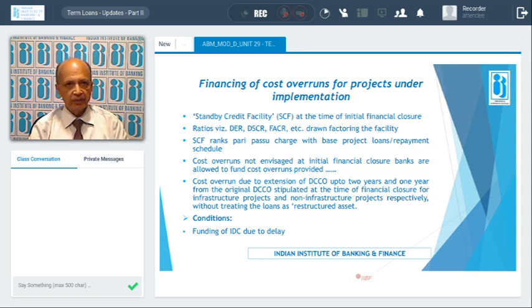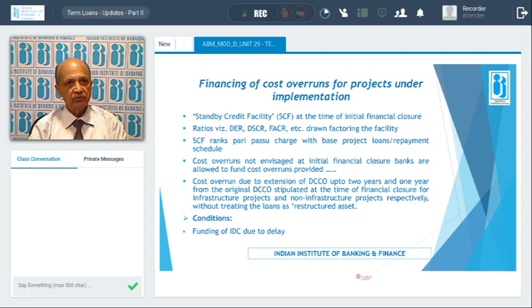Now coming to another topic, that is how we can finance cost overruns. In an infrastructure project, there are chances that there may be cost overruns. Cost overruns may be envisaged in the initial stage itself. Sometimes they come later on. So in what way can it be financed? Financing of cost overrun.